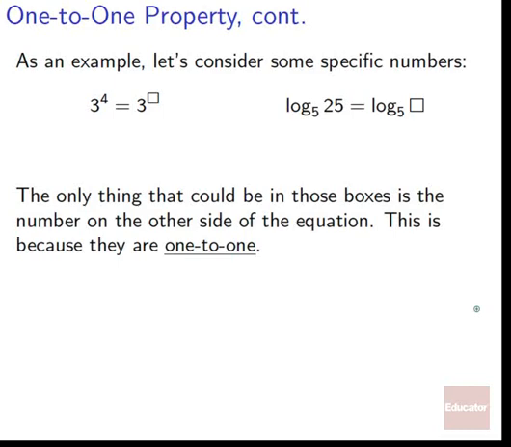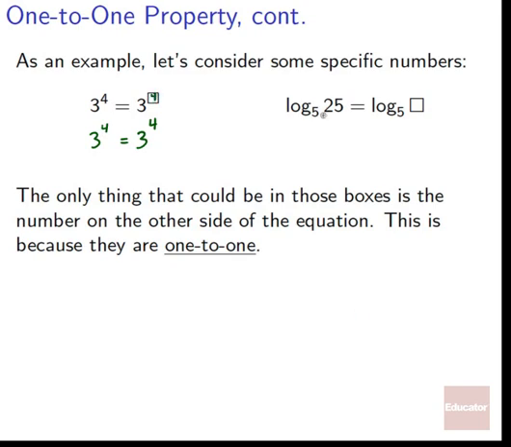As an example, let's consider some specific numbers. Like if we wanted to see 3 to the 4th equals 3 to the something, what could go into that box to give us 3 to the 4th? Well, if we think about it for a while, there's only one choice to go into that box. The only other thing that could be on the other side of the equation is also 3 to the 4th. The only thing that's going to make 3 to the 4th with a base of 3 is 3 to the 4th, right? So the only thing that can go inside of this box is a 4.